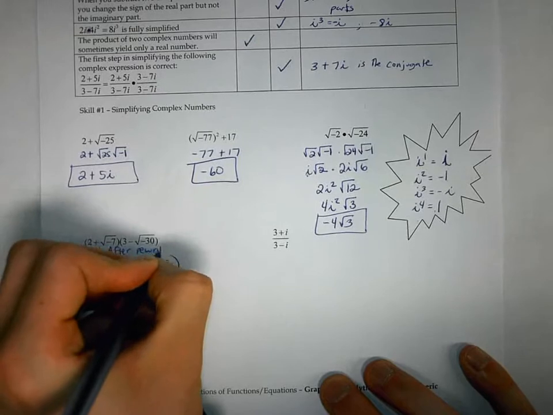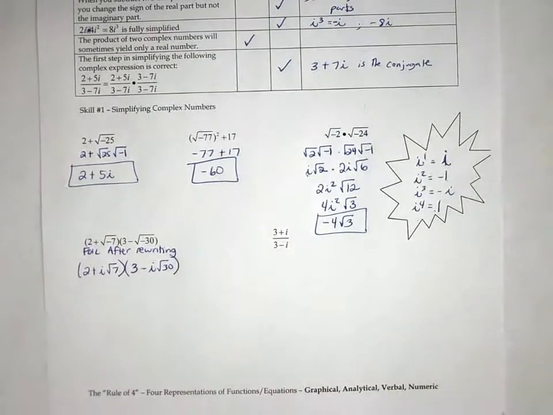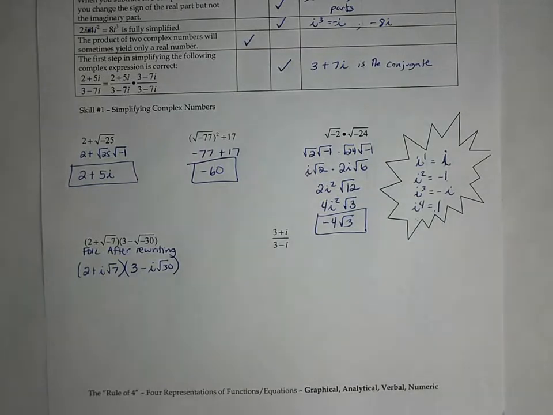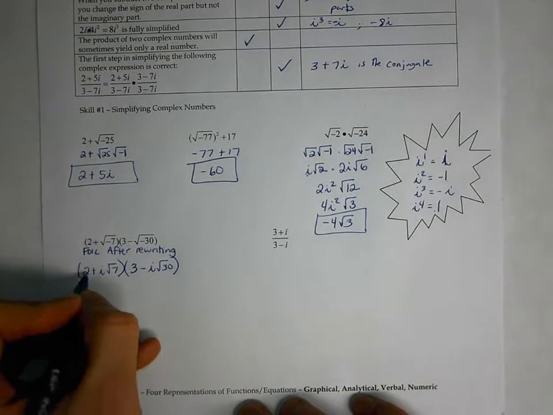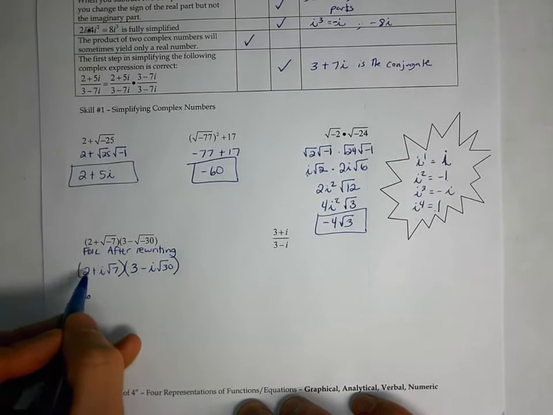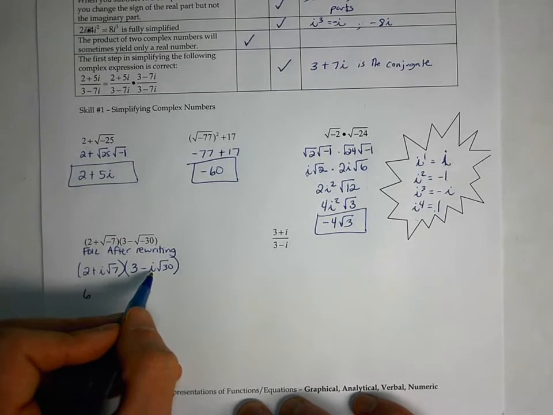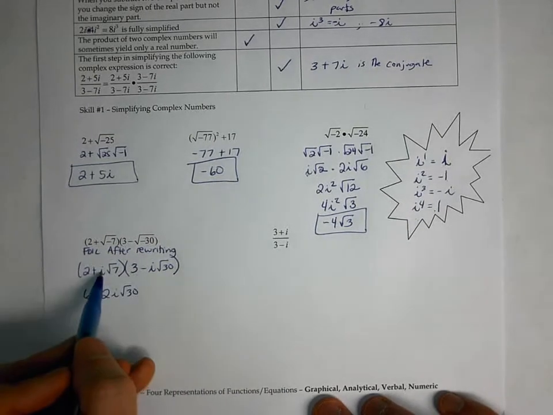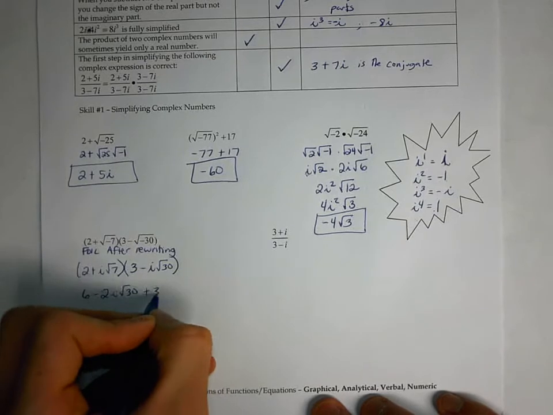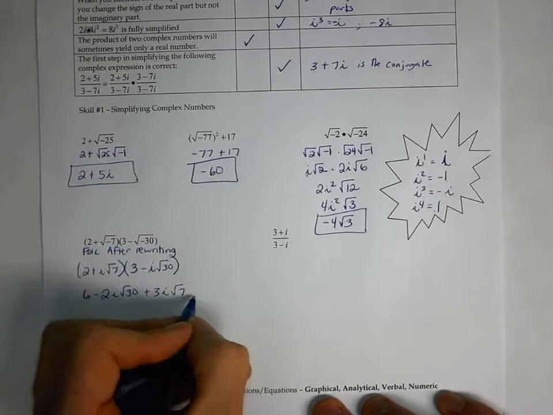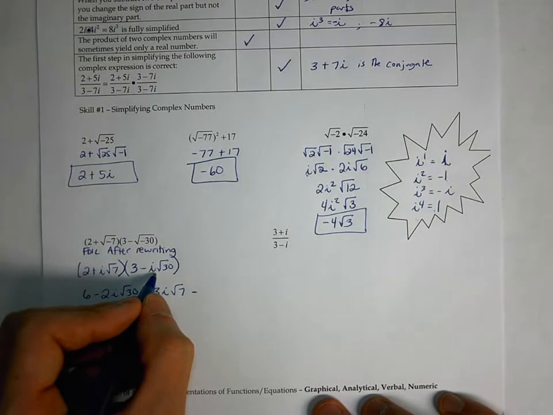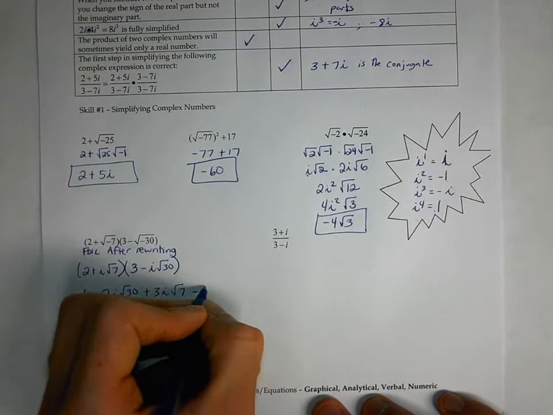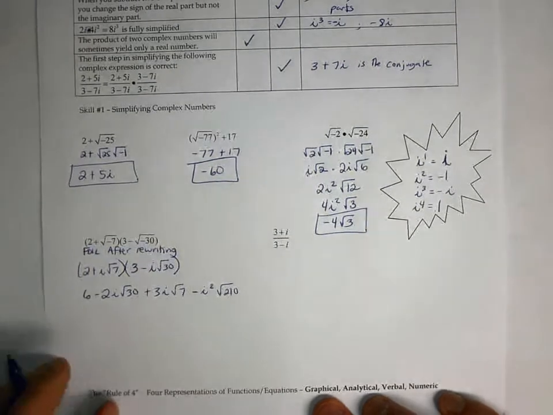So we'll make a little note right there that we're going to FOIL after we rewrite it. So first thing we do is we convert our negatives underneath the square roots into the i format. When I do that, I can now do FOIL. 2 times 3 is 6. The outer, 2 times negative i square root of 30 is negative 2i square root of 30. The inner, i square root of 7 times 3 is 3i square root of 7. And then the back, i square root of 7 times negative i square root of 30 is negative i squared square root of 210.